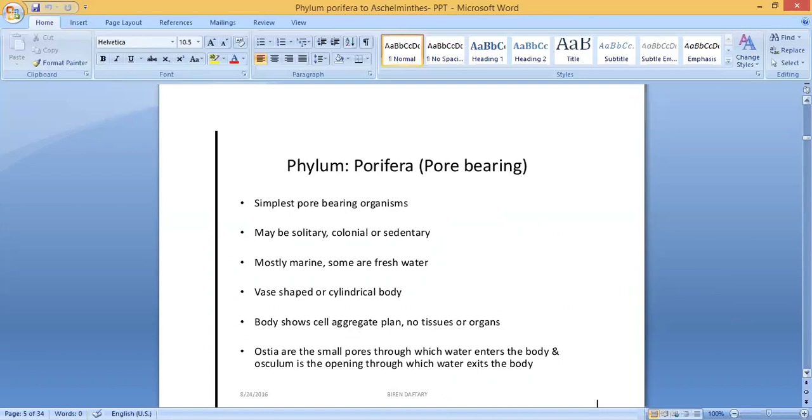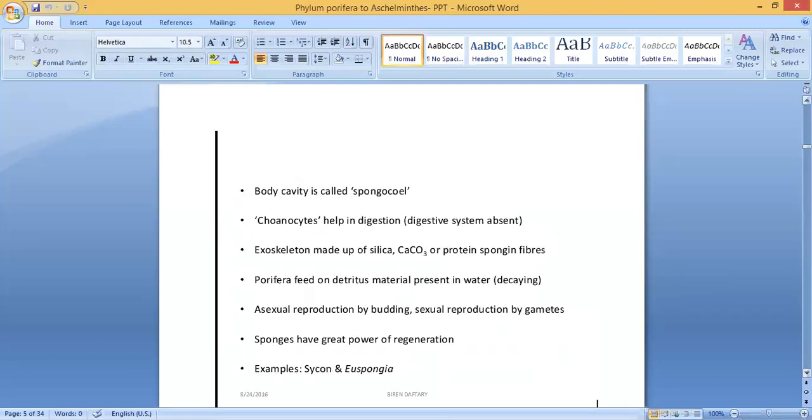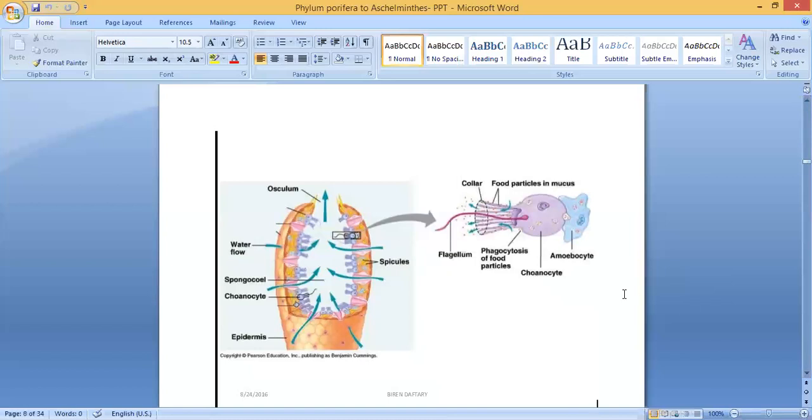Then ostia are the small pores through which water enters the body, and osculum is the opening through which water exits the body. I can show you here. Look at this figure. This is a sponge, and this body cavity is known as spongocoel. Then here is the water flow. You can see these openings. Here you can see one pink color, and here also one opening. These are the openings through which water will enter inside the body. It is called ostia, and here it will flow.